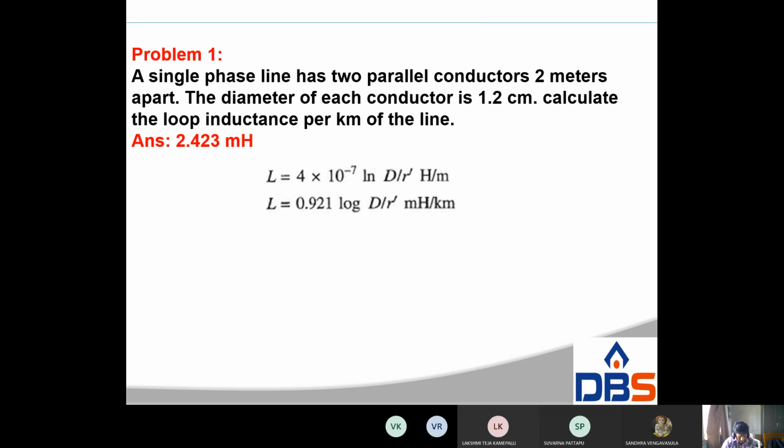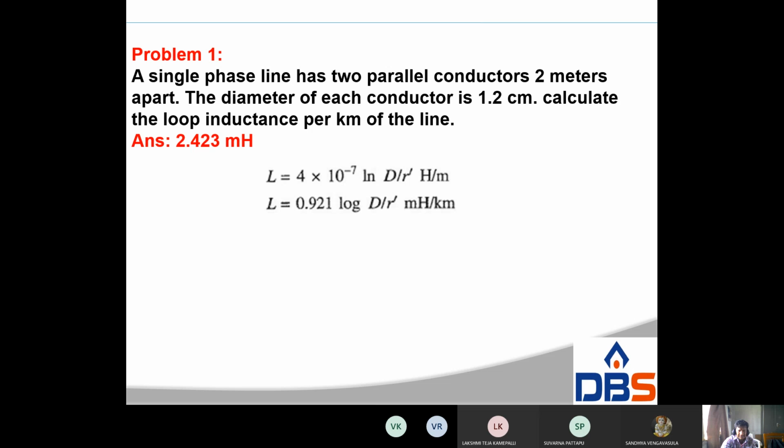Otherwise, write down the formula: loop inductance equal to 10 power minus 7 in brackets mu r plus 4 ln d by r, Henry per meter. Substitute those values and you get 2.423 millihenry.